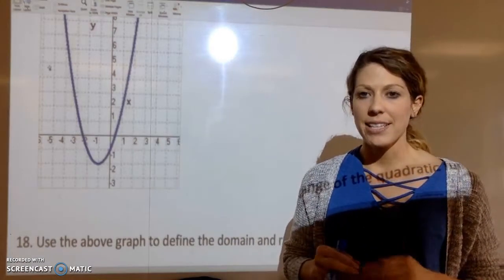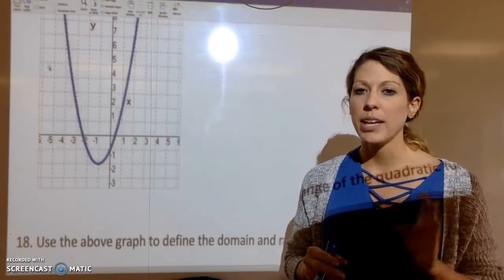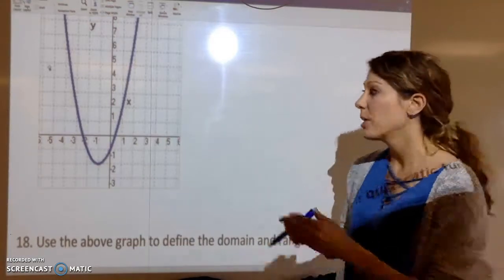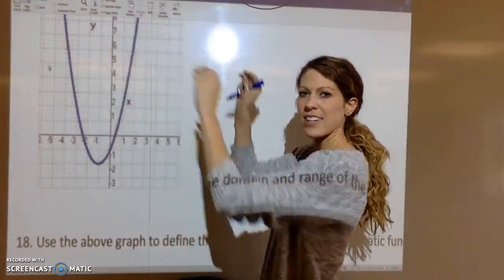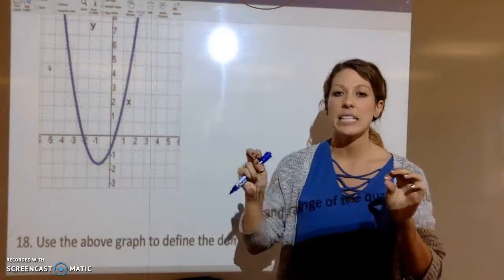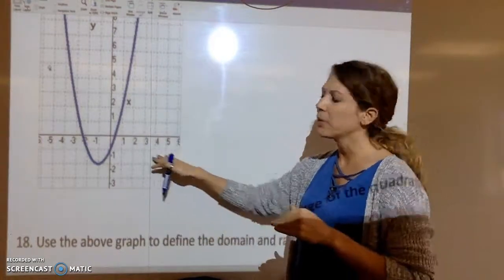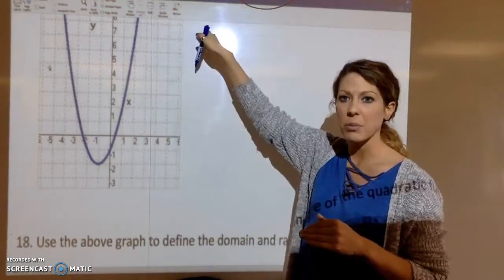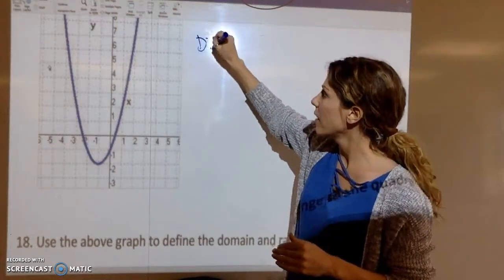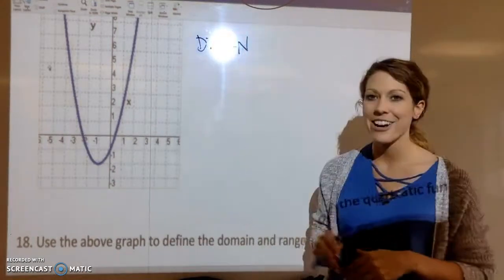Domain for quadratics is always going to be all real numbers. You can plug in any number for x that you want to. Your graph goes on and on and on forever. It's going to get really skinny, really steep at the top, but you can plug in any number for x and get out a y value. So domain, all real numbers, or ARN.